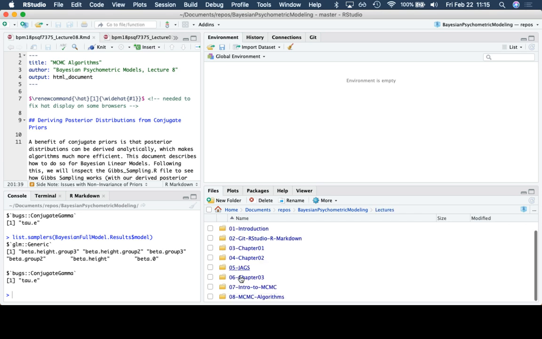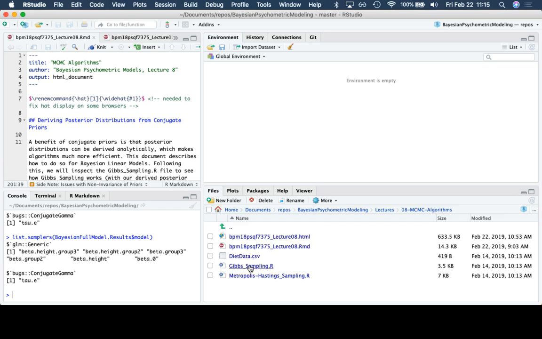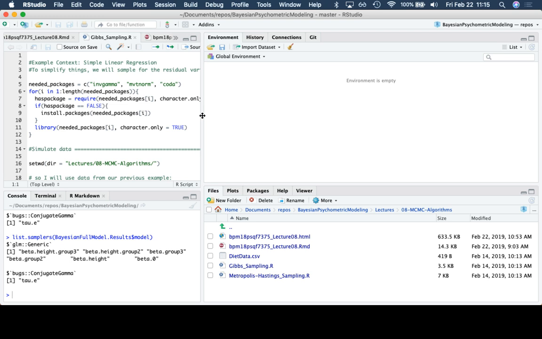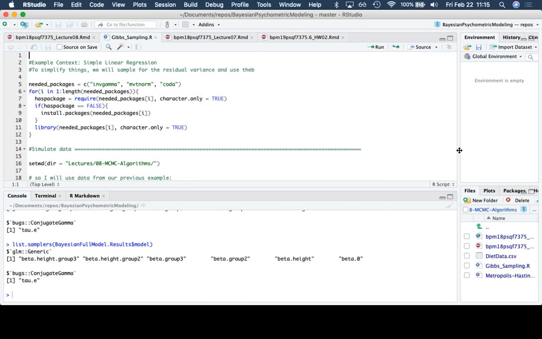This is under lecture 8. I have an R file that's called Gibbs Sampling. I also put the data file for this example of this. We're going to use the same data we used the last time.